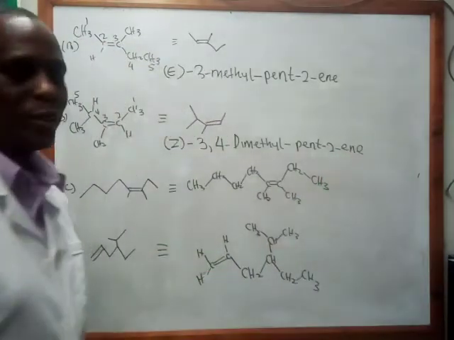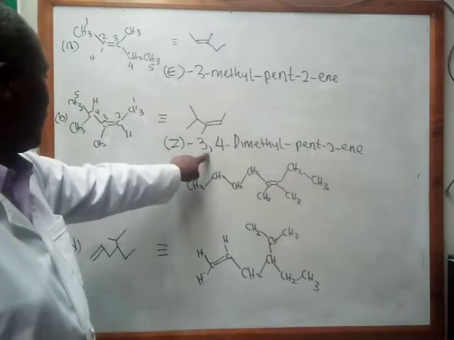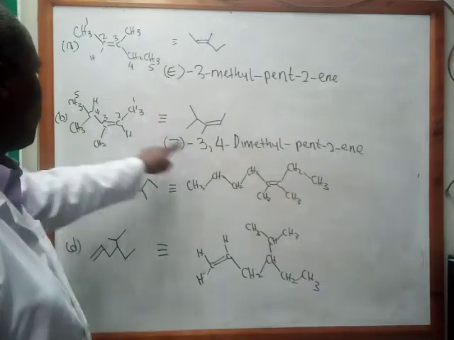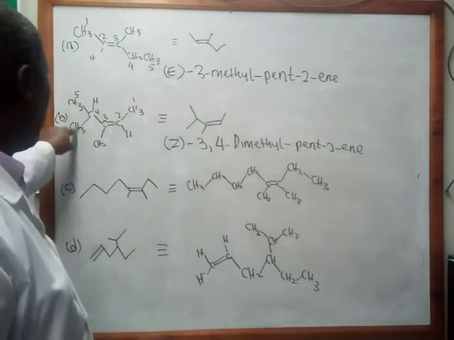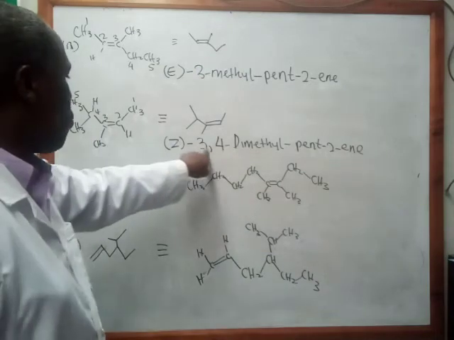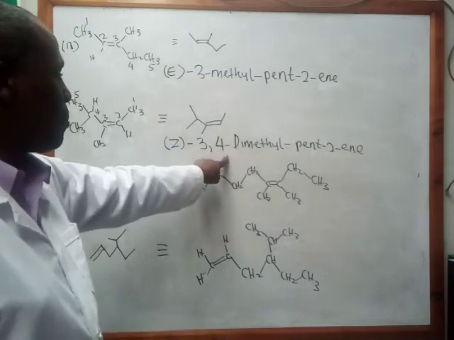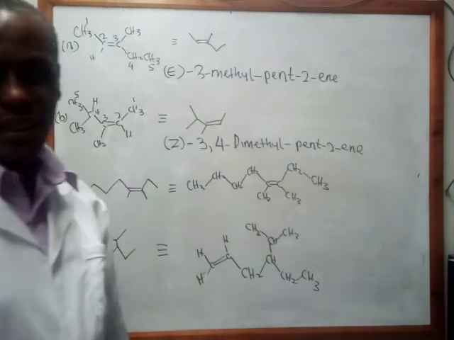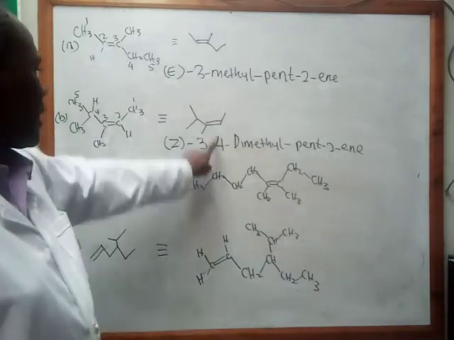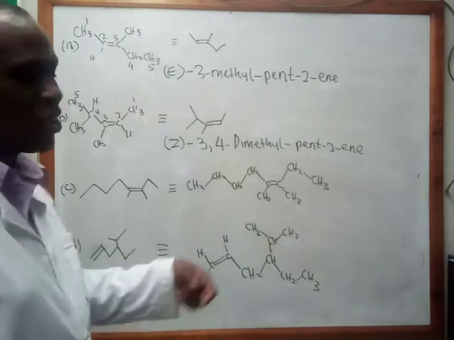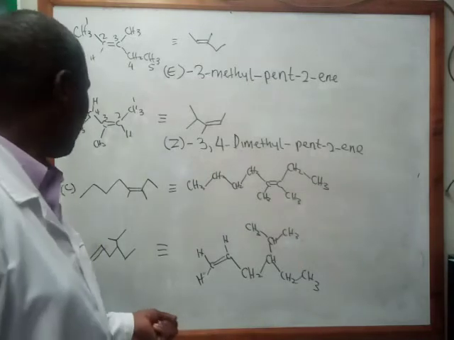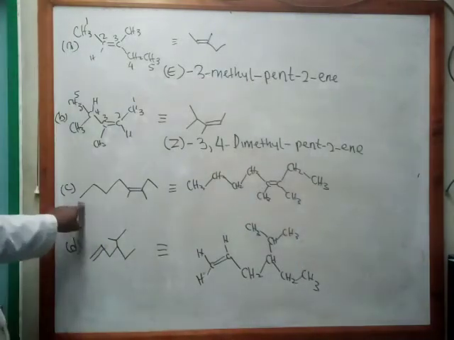Are we together? Z 3,4-dimethyl. 2 methyl groups on carbon, one is on carbon number 3, the other is on carbon number 4, and it is a pentene. Have you seen that? You can have this illustration and also this illustration. Yeah. So let us look at the other two.